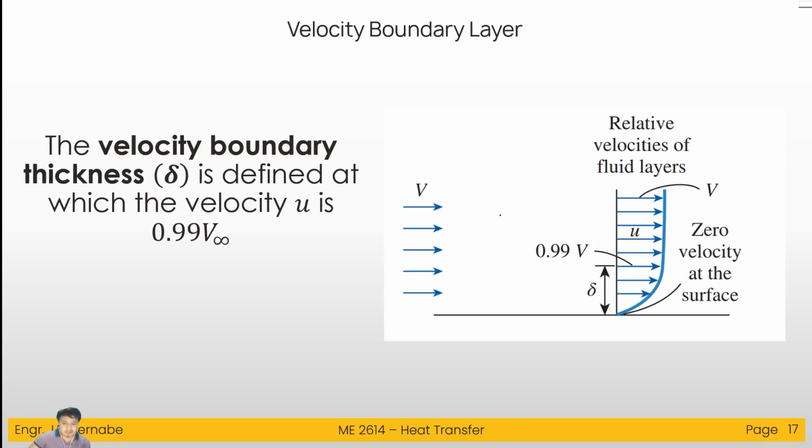Okay. So again, the velocity boundary layer thickness is just the point where the velocity reaches 0.99 of the free stream velocity. So let's say the free stream velocity is 100 meters per second. Then the thickness here is where the velocity is 99 meters per second. So the thickness here, for example, will be 1 millimeter. Then that will be the velocity boundary layer. That's basically that.